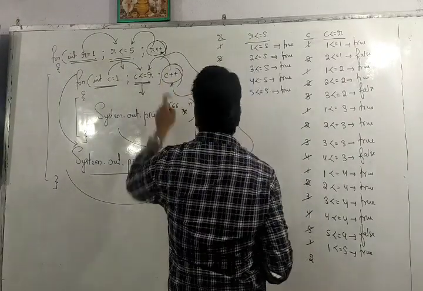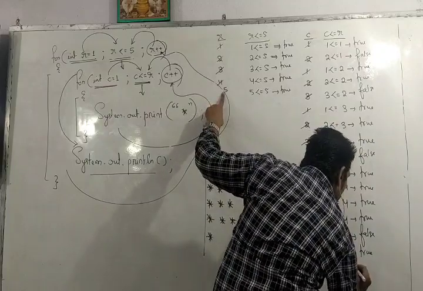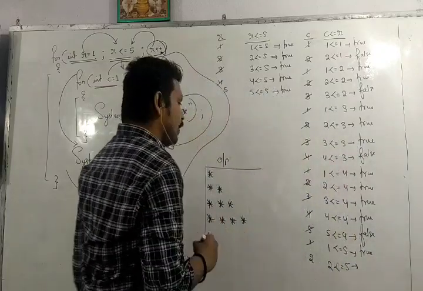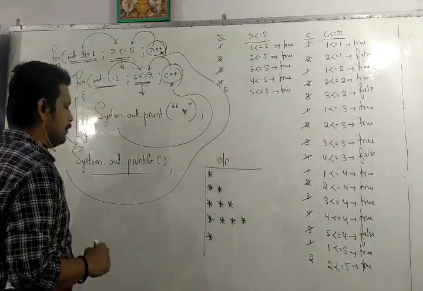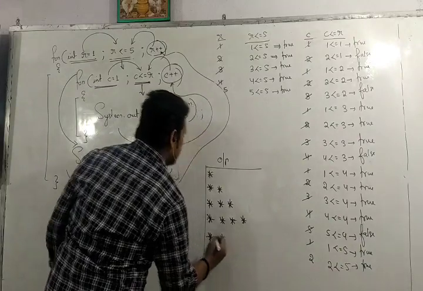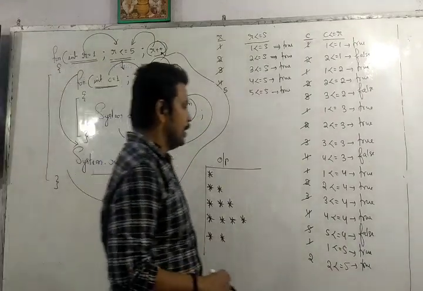Then 2 is less than equal to R. 2 is less than equal to R, value is 5. So 2 is less than equal to 5. The answer is true. If it is true, then print 1 star. If this is true, print the star. Then C plus plus.